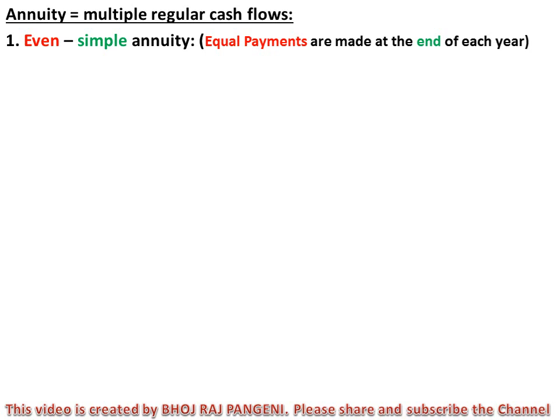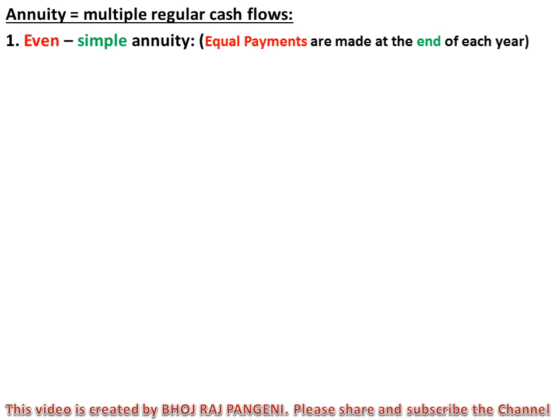Have a look at the color and explanation. Even simple annuity: equal payments are made at the end of each year. Red red, green green, match. Even means equal payment. If in the timeline there is equal payment, that is called even cash flow. And simple annuity means payments are made at the end of each year, that is called simple.